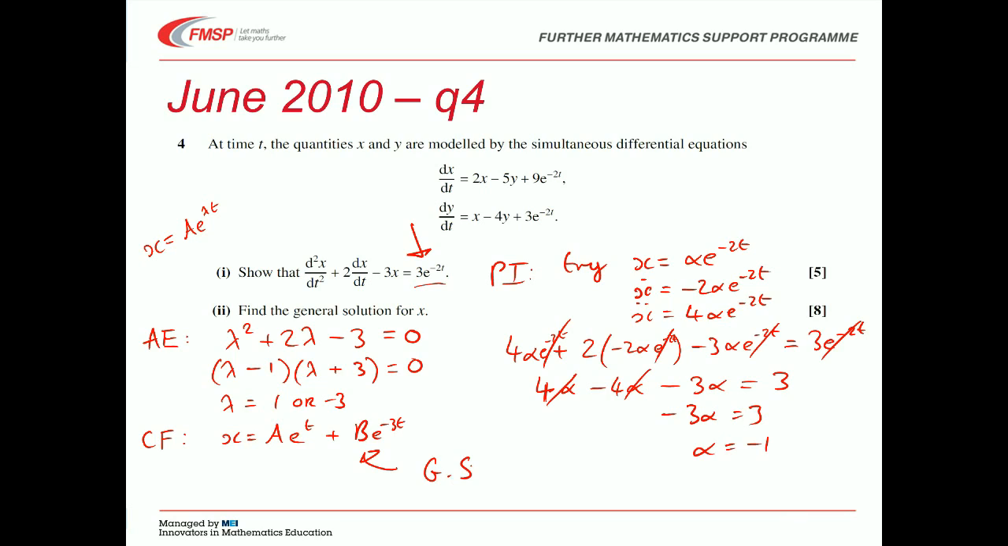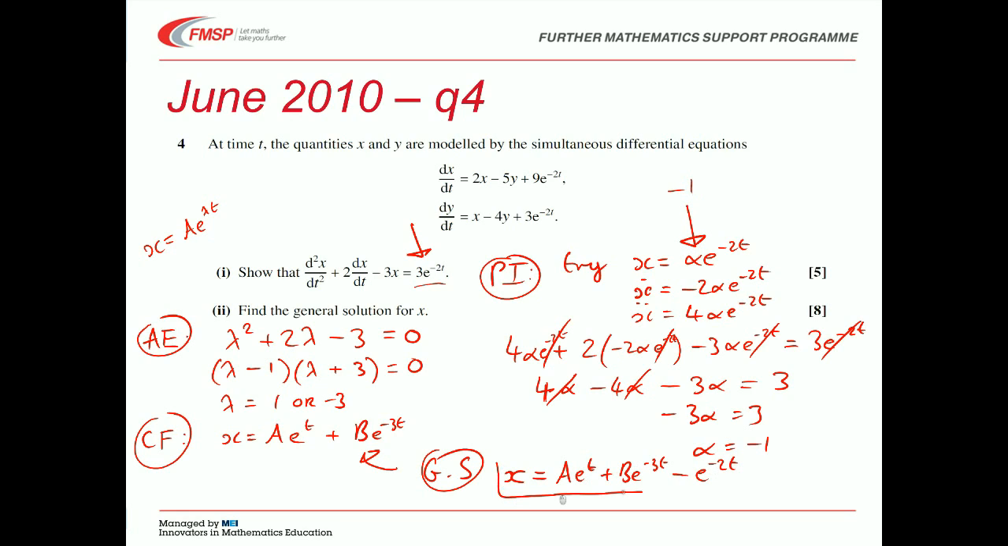Notice my 4 two-letter acronyms: auxiliary equation, complementary function, particular integral, general solution. This is a kind of a useful stepping stones to look for when you're doing this. But I'm now ready to write down the complementary function plus the particular integral, which is going to be a e to the t plus b e to the minus 3t minus e to the minus 2t, and that comes from putting minus 1 in for alpha. So that is my general solution, and worth apparently 8 marks.